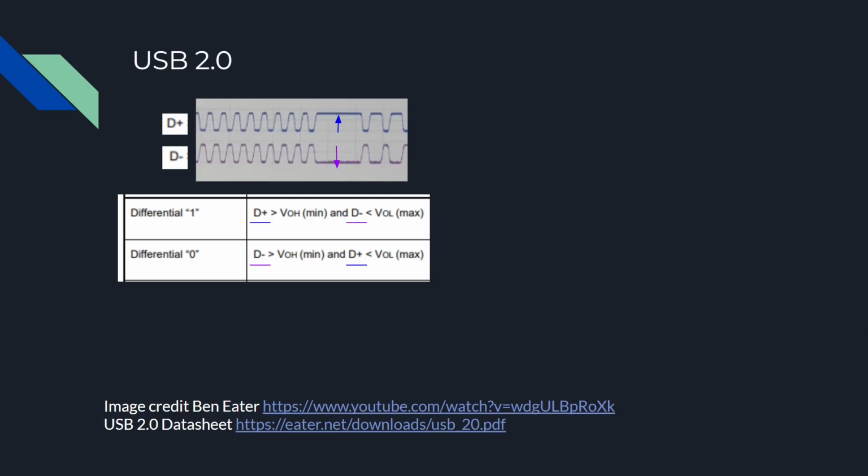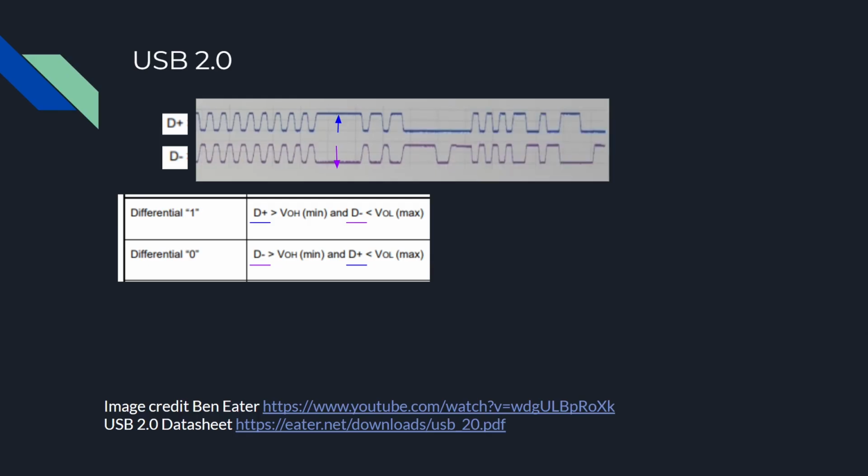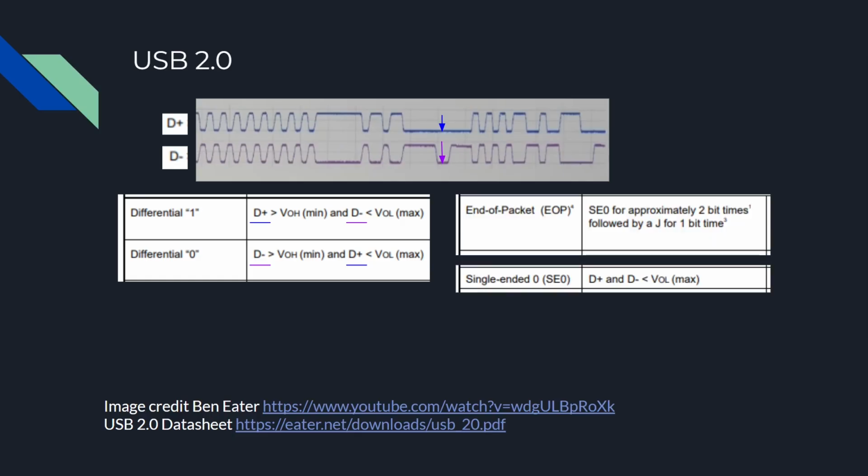Well, if we look at more of the signal, we can see that the pattern doesn't always continue. To understand this example, we can look back at the datasheet. Here, we can see an example of an end-of-packet signal. This just means that whatever piece of information we are sending across the cable is done being sent. We can understand what this signal means by again looking at the datasheet and seeing that the end-of-packet signal is defined by both data plus and data minus being low.